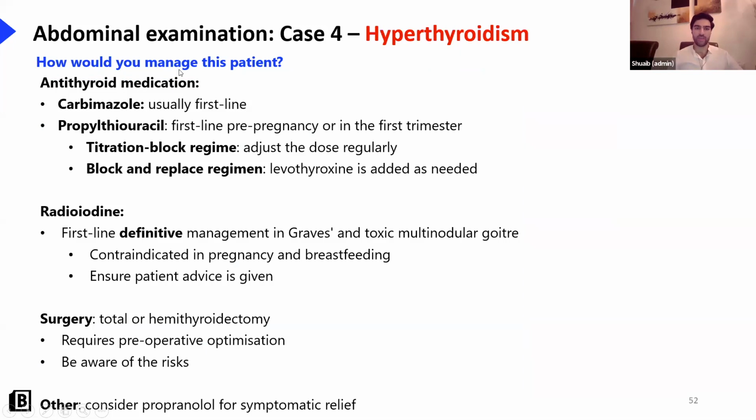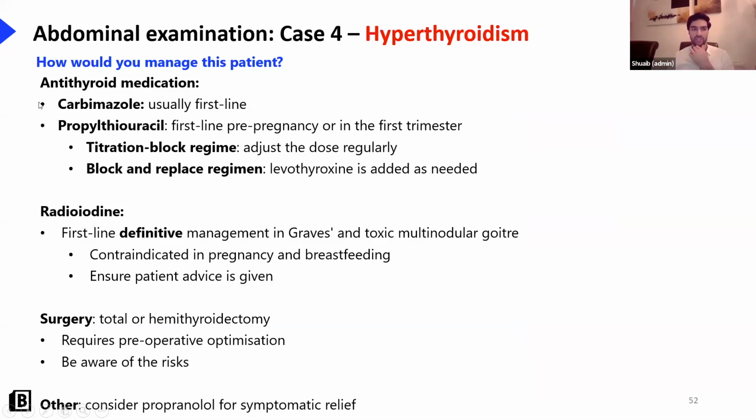How would you manage this patient? So there are three methods of management. You can give them anti-thyroid medications such as carbimazole or propylthiouracil. You can give them radioiodine, where the radioactive iodine embeds itself into the thyroid and kills off the thyroid, or you can remove the thyroid with surgery, okay? And it depends on the patient's choice.